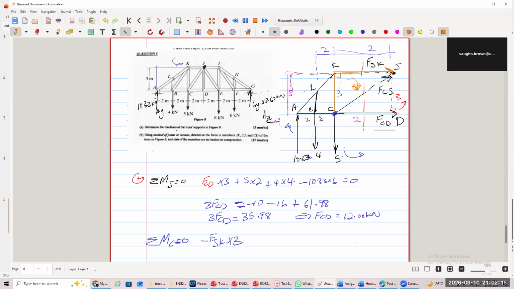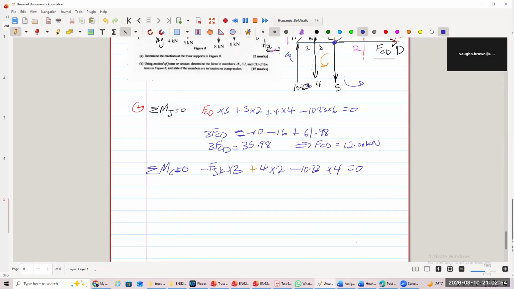And then the next one is the 4 force. The 4 is going to be turning it counterclockwise, which is positive. So it's going to be plus. Let's get back to the black or the blue. 4 times what now? 2. What about the 10? The 10 is going to be minus 10.33, which is a reaction, times 4. Is there any more forces? No. That equals 0. And so that is equal to minus 3FJK.